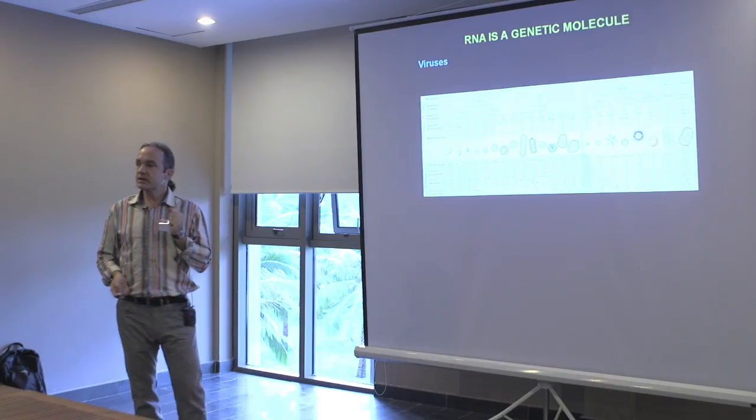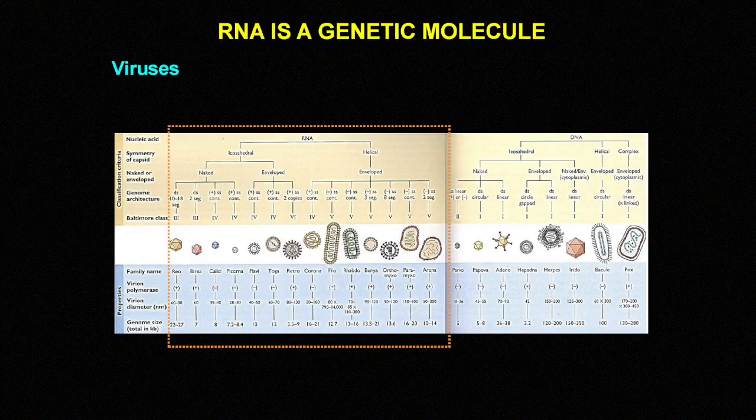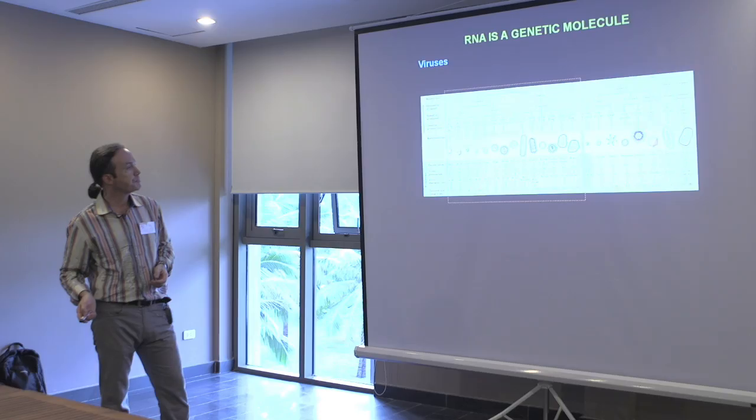RNA can be also a genetic molecule, as I told you. A number of viruses, and here you have this famous Baltimore classification of viruses. All these viruses have RNA as genetic material, okay? These are DNA viruses, and this is part of the huge amount of different families of viruses that have been discovered in the last years.